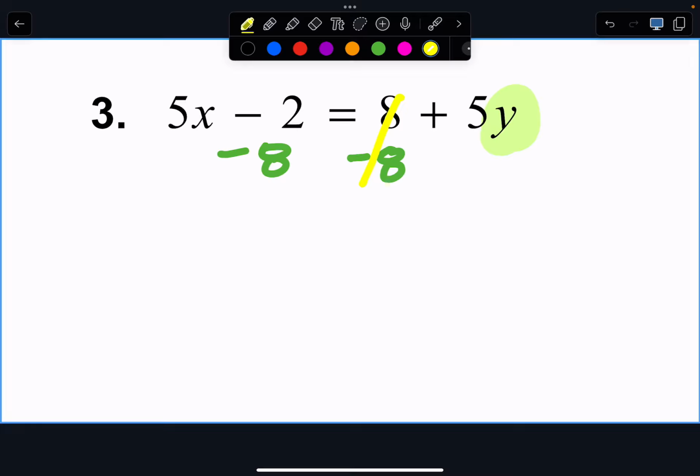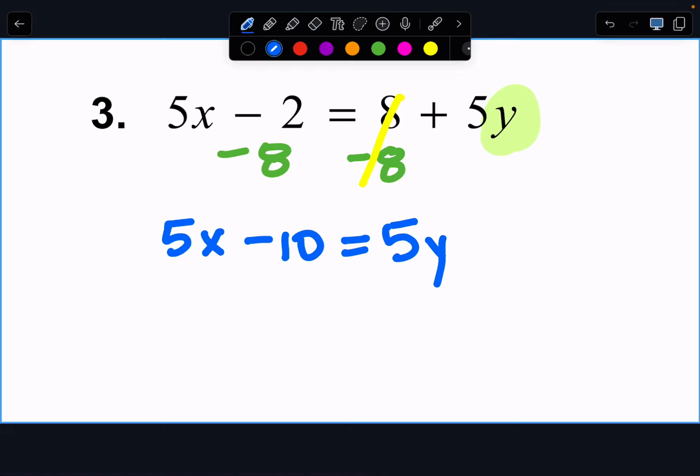Now, what am I going to combine minus 8 with? The 5x or the minus 2? Okay, good. So we have 5x minus 10 equals 5y. Now, if I want y by itself, how am I going to undo the 5? Divide.